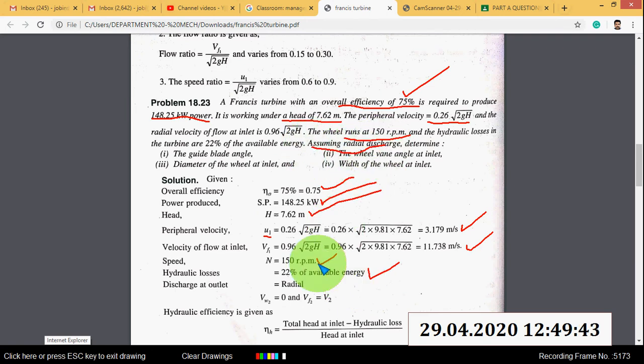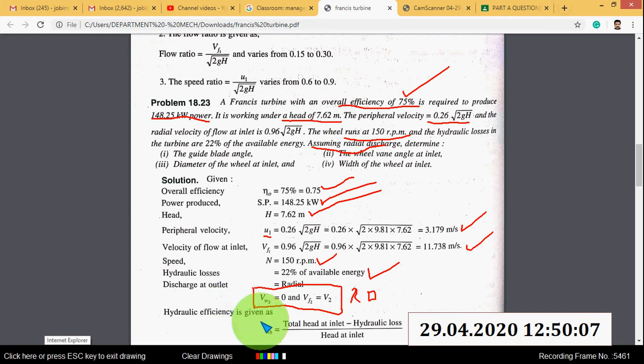Then assuming radial discharge, this is the condition, this is very important. Radial discharge: Vw2 is equal to 0 and Vf2 is equal to V2. This is the condition of radial discharge, Vw2 is equal to 0 and Vf2 is equal to V2.